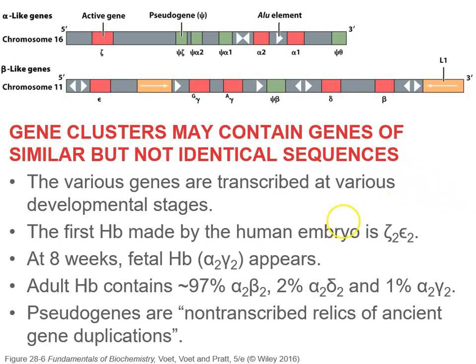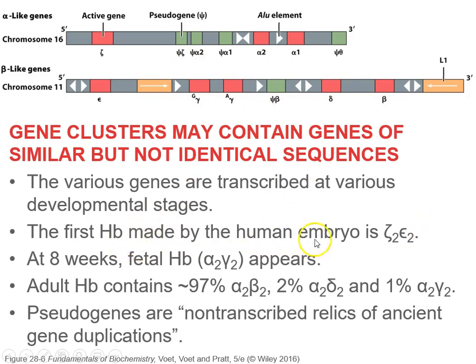Various genes are transcribed at various developmental stages. So here we have our alpha-like genes on chromosome 16, and beta-like genes on chromosome 11. And there are different genes that are expressed at different points in development.